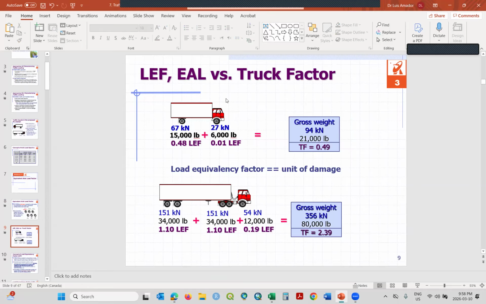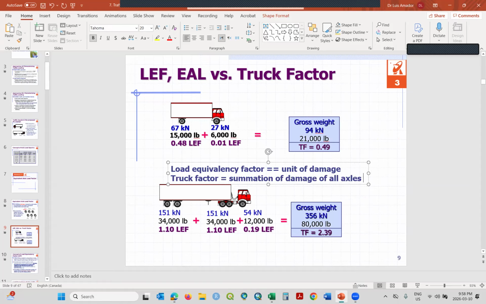I just want to show you that when you look at the damage produced by the axles of a truck, you can just make a summation. The damage produced by the steering axle with 6,000 pounds is 0.01, and you can just sum up the damage of the axles. That summation is called the truck factor. So the truck factor is the summation of the damage of all axles of a truck.